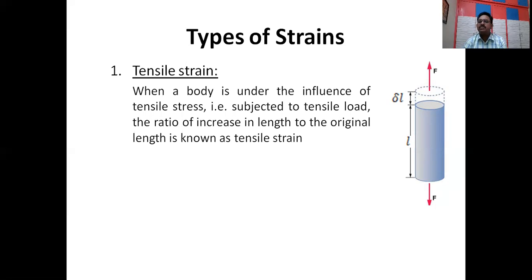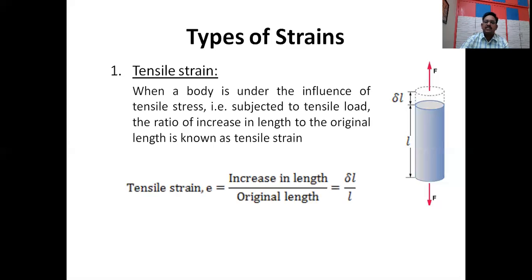Because of the stress, it will be stretched. Its original length is L, and when it is stretched, the length is increased by delta L. So the total length will be L plus delta L. The original length is L, and the change in length will be delta L. Therefore, the corresponding strain because of this tensile stress is called tensile strain. So tensile strain is equal to the increase in length by the original length, that is, how much it is increased in length relative to its original length, indicated as delta L by L.